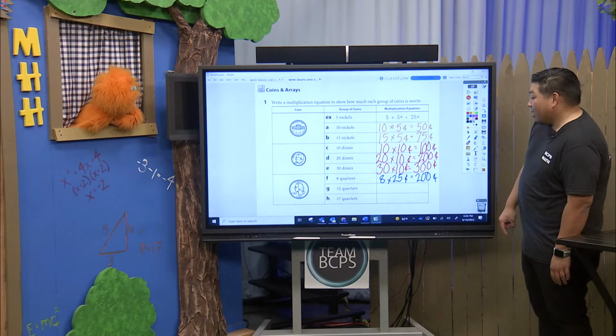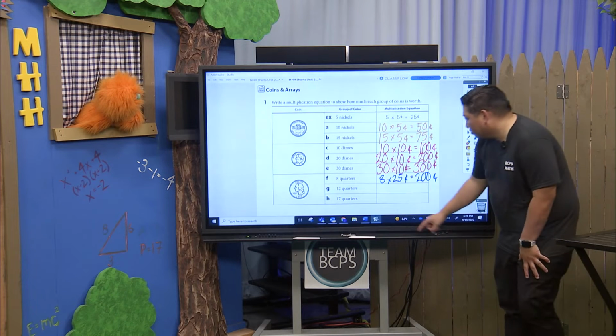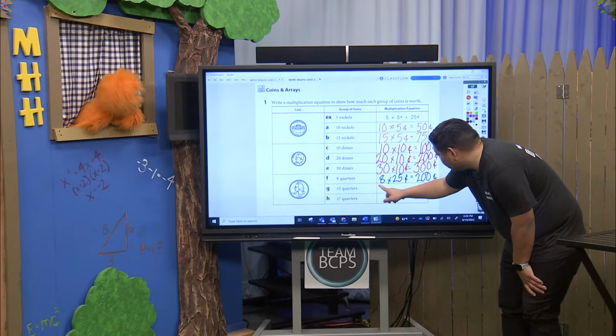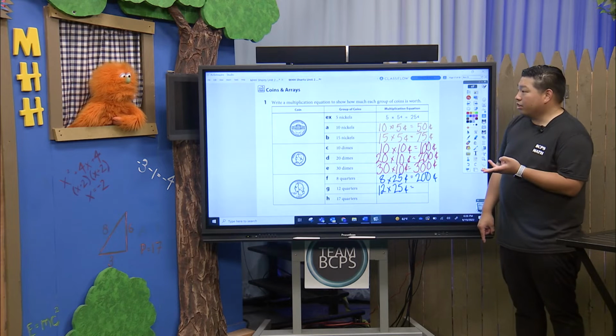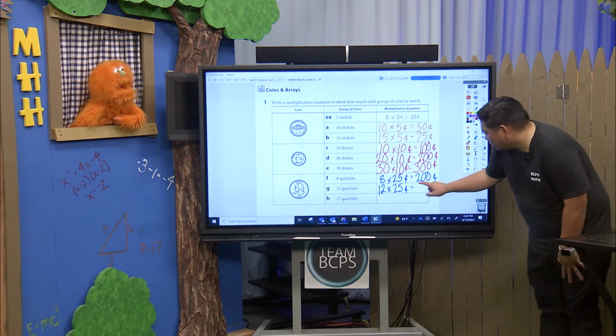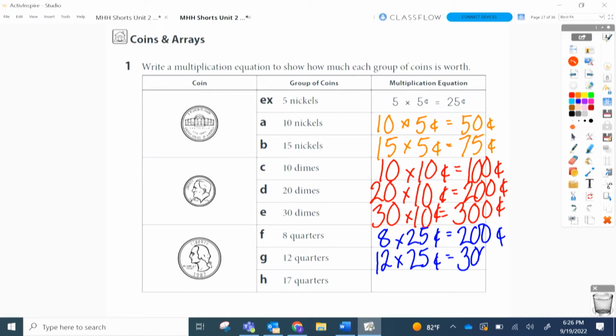Awesome. So now we have 12 quarters. Oh, this might be tricky. So it is getting kind of tricky, isn't it? So 12. If we had 200 cents when we had 8 quarters, and then we add 4 more quarters, that's another 100. So it's 300 cents. Okay, so remember, start with what we know, and then we can always go up from there.